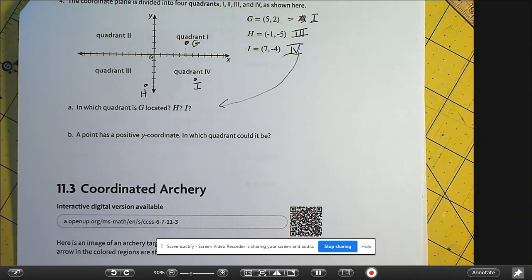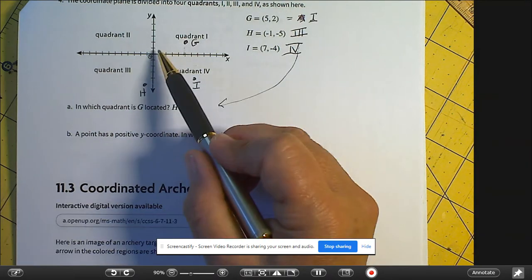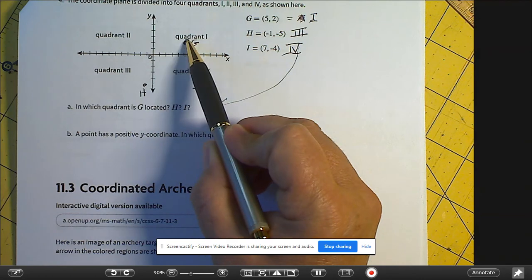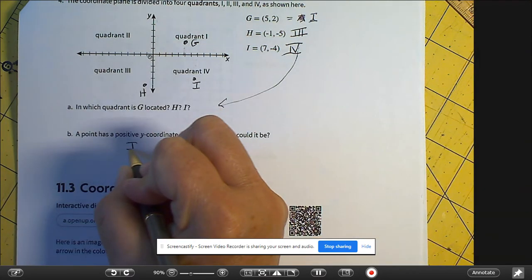And then B is a point has a positive Y coordinate. In which quadrant could it be? So if it has a positive Y coordinate, you're going up. So it can be in 1 or 2.